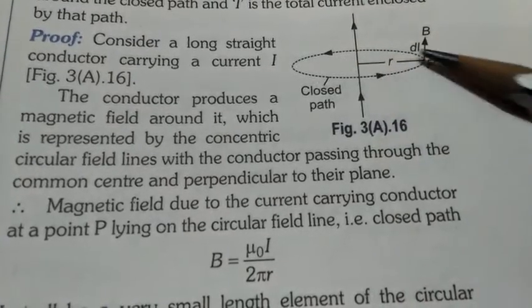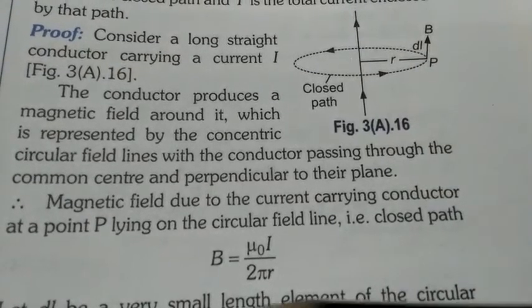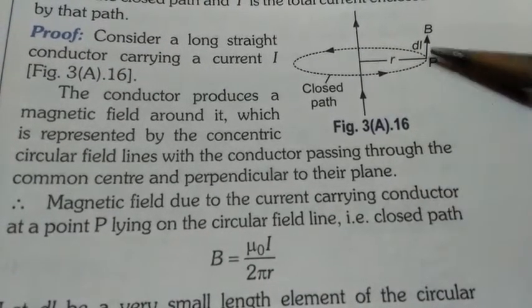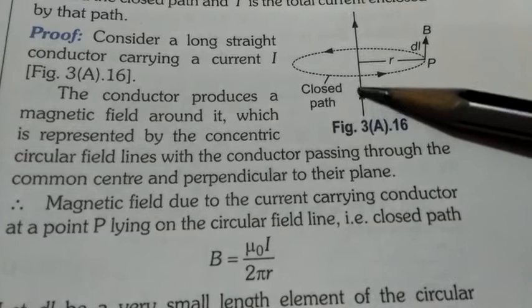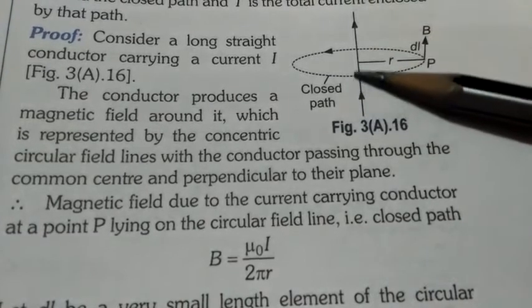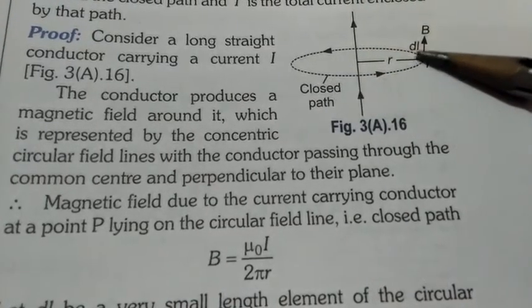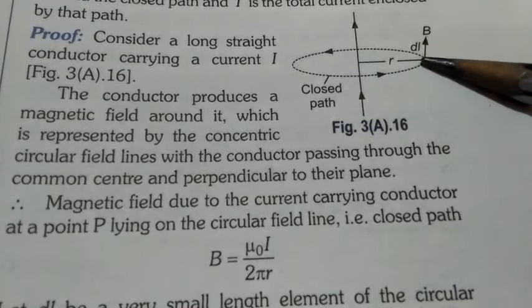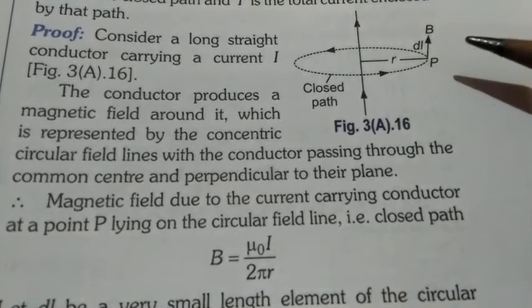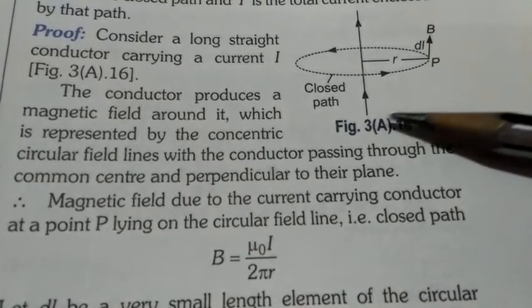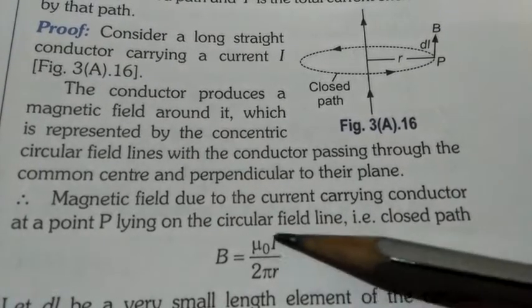So here in front of you is the figure which I have explained. In this figure, the magnetic field is due to the current carrying conductor at point P. This is the current flowing in the conductor and this is the closed path. In this closed path, we have taken one point P at a distance r from the conductor. At this point P, the magnetic field due to the current carrying conductor is, according to Biot-Savart law, given by this equation, mu naught I upon 2 pi r.